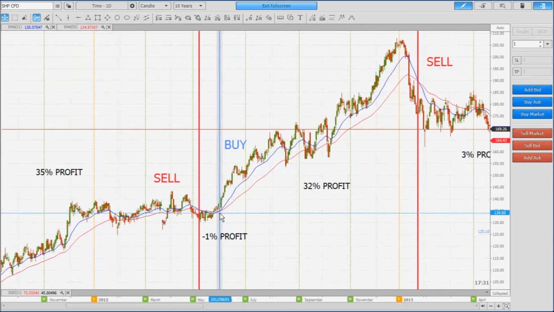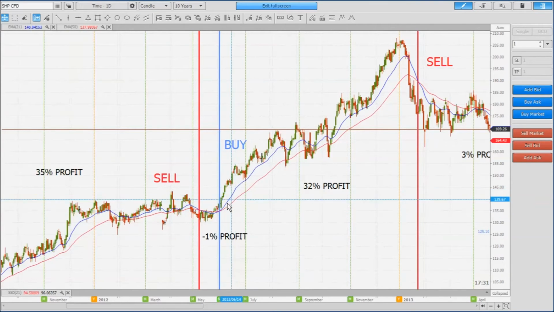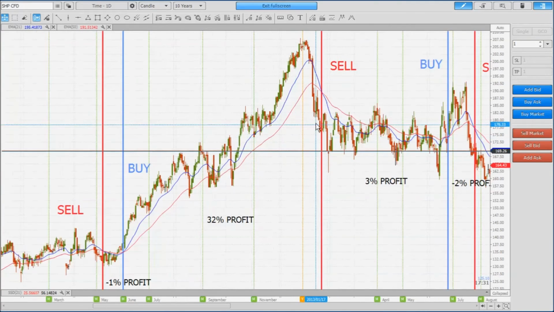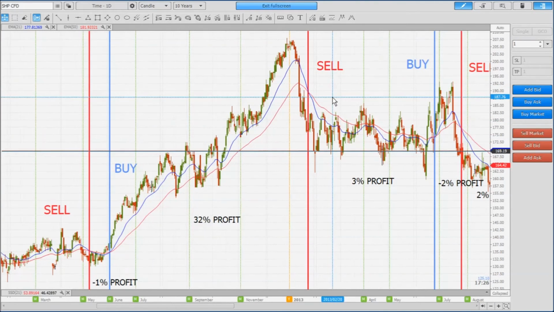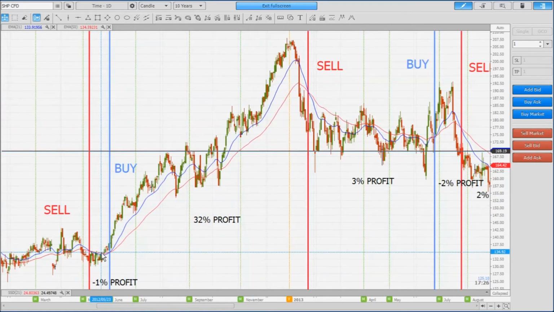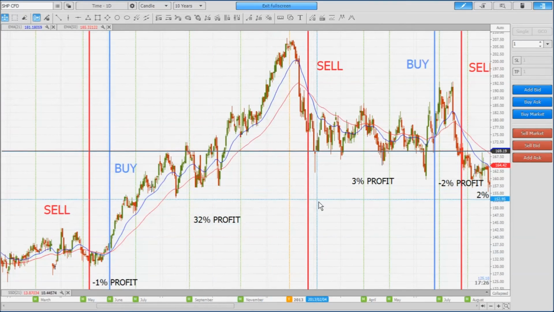Now, at this point, a buy trigger would have been triggered as the 21-day moving average moved above the 50. The buy would have been held all the way till this point, when the sell would be triggered, and the profit would have been taken, which would have equaled 32%.